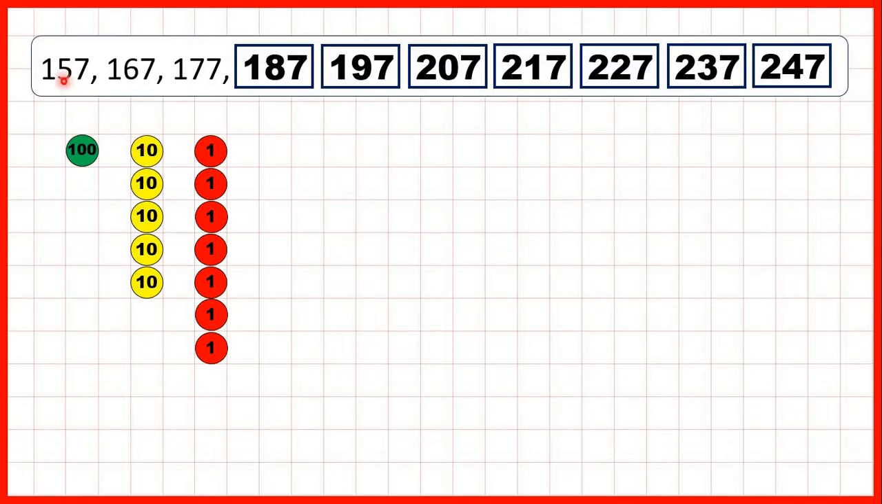So first we started with 157, so 100, 5 tens and 7 ones. Because we're counting in tens, we can add tens counters each time. But then you can see that when we have 10 tens counters, we need to exchange those for 1 hundreds counter. So that's why after 197, we get 207. And then we can keep on adding tens counters until we reach 247.